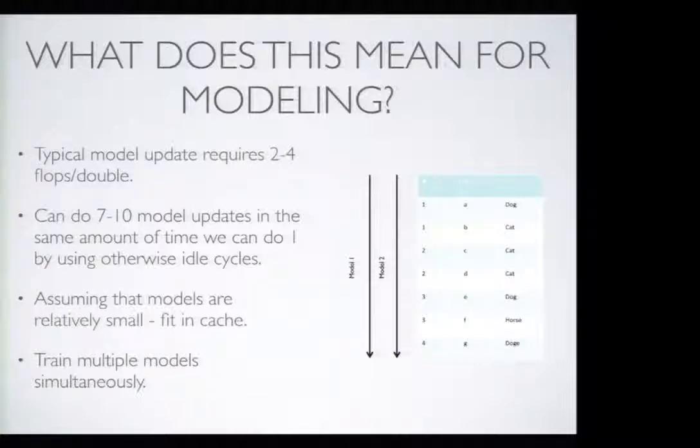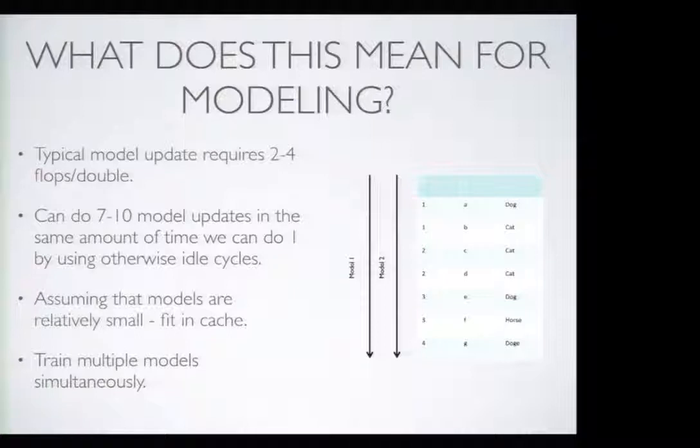And so this is pretty cool. It means that we can actually train maybe 7 to 10 models in parallel, while in the same amount of time we train 1. Again, assuming that models are kind of small and fit in cache and we're not shuffling them back and forth in and out of main memory.